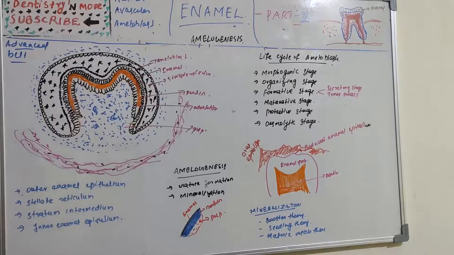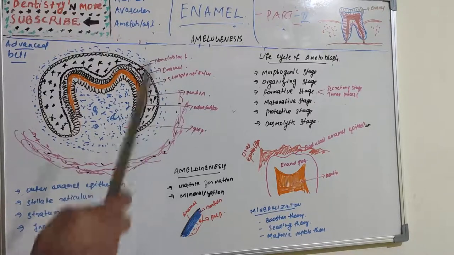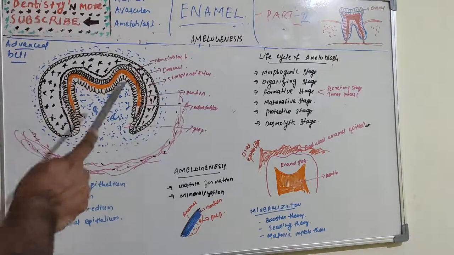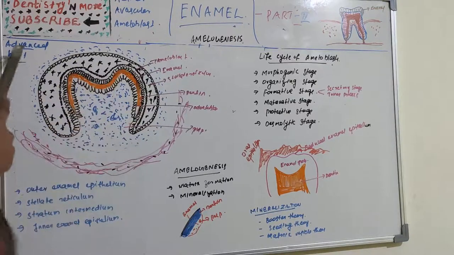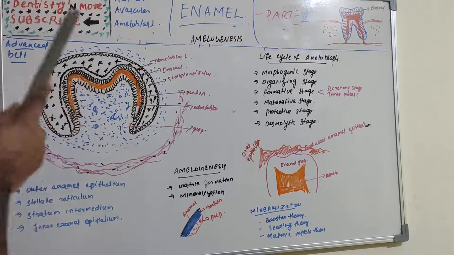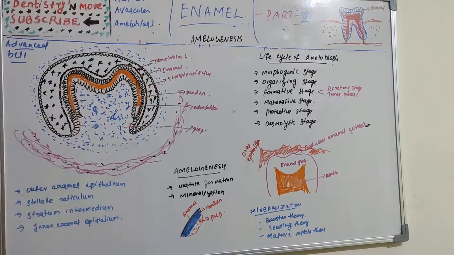So let's continue our sessions on enamel. In this session I'll be explaining about amelogenesis, the various layers of the advanced bell stage where the actual enamel formation happens, the process of amelogenesis, the life cycle of ameloblasts, and mineralization and theories of mineralization.